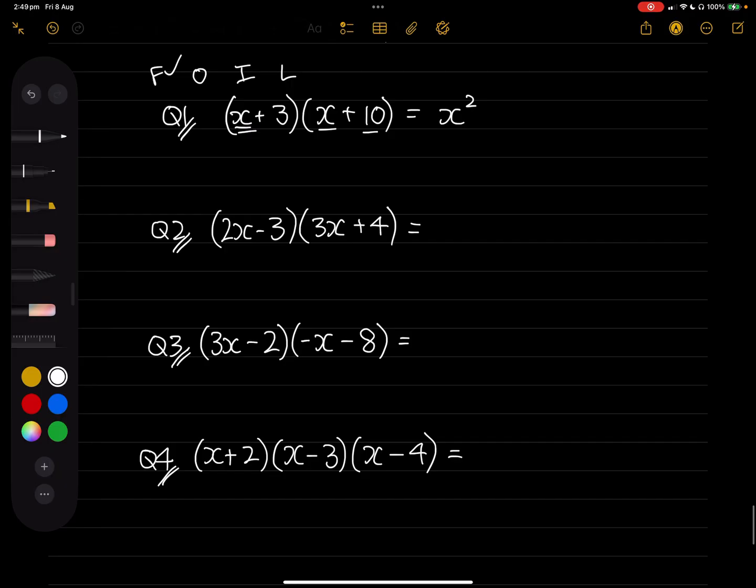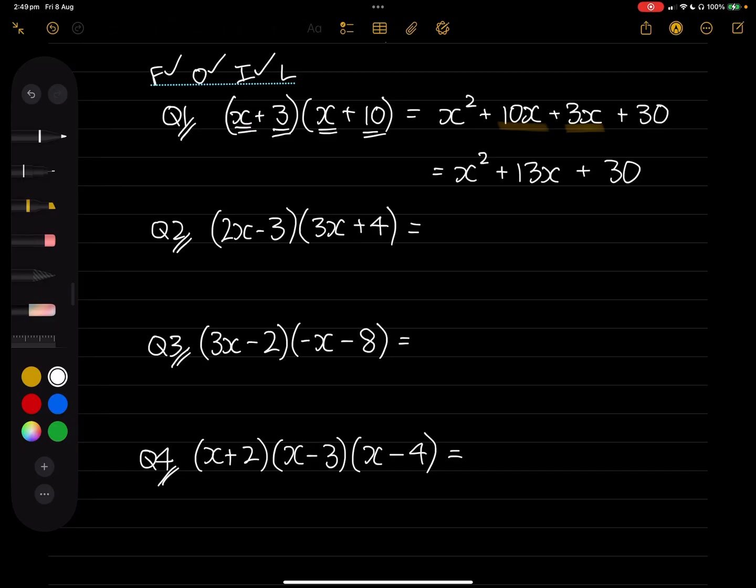Outsides, x times 10 is 10x. Insides, 3 times x is 3x. And lasts, 3 times 10 is 30. We put additions between all of these. We've got some like terms here, 10x and 3x, so we have to group these. So we get x squared plus 13x plus 30. So this is question 1, our FOIL expand.